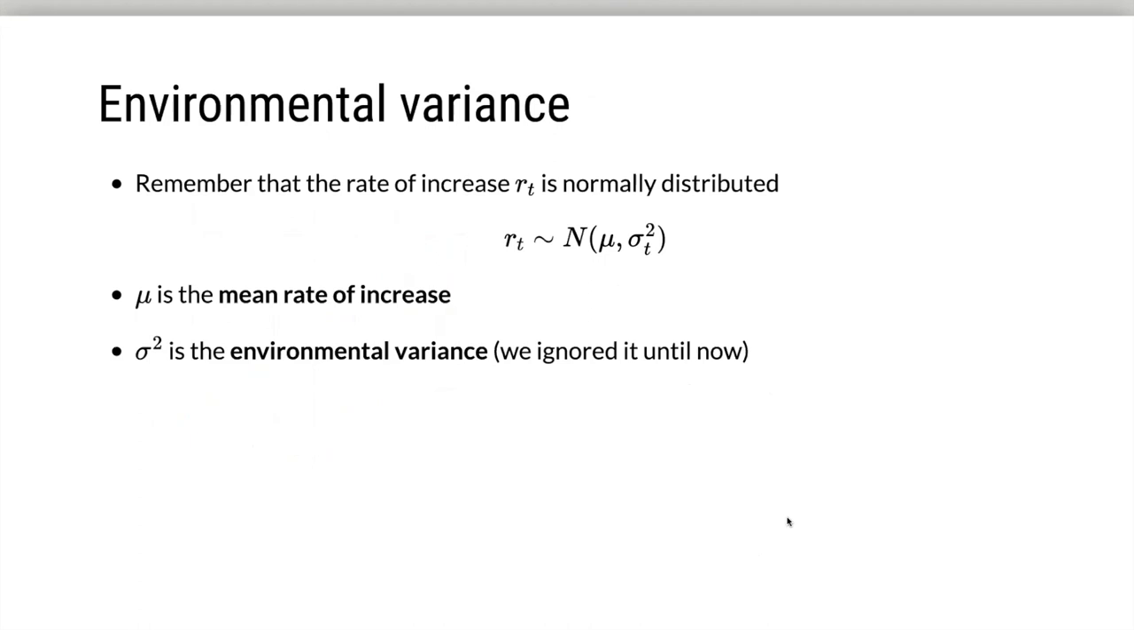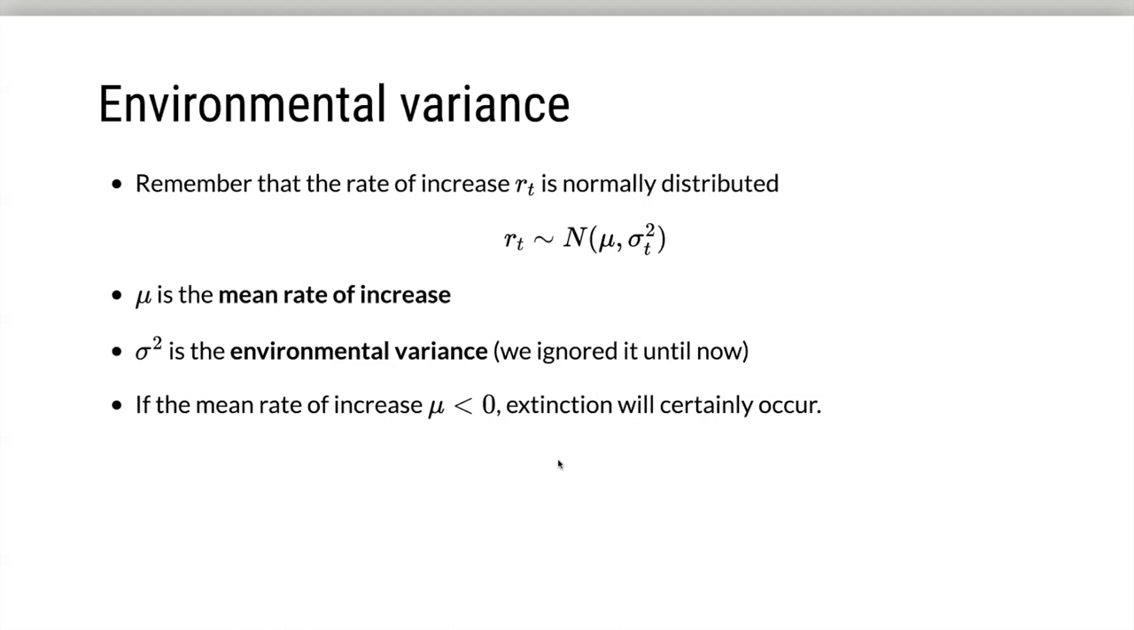Something that we can do is to account for the environmental variance that we have in the data and use this estimated environmental variance to project the population. So remember, we said that the rate of increase is distributed according to a normal distribution with a mu that is the mean rate of increase and a certain variance, sigma square, that is the environmental variance that we completely ignored to project the population because we just used mu. We can actually use the environmental variance, so the amount of variation from year to year that we can see in the data time series, to project the population.